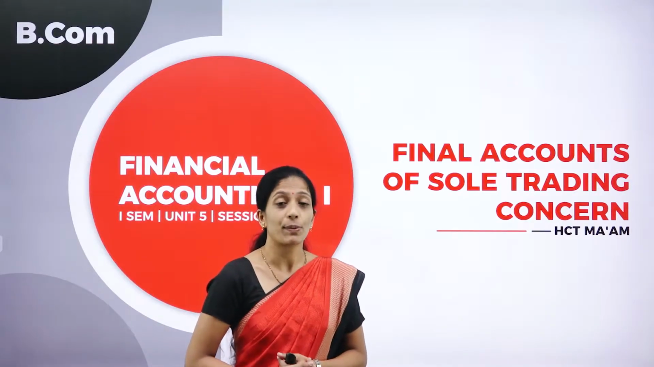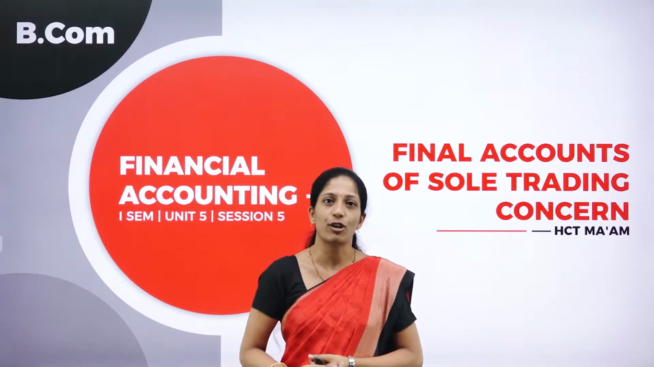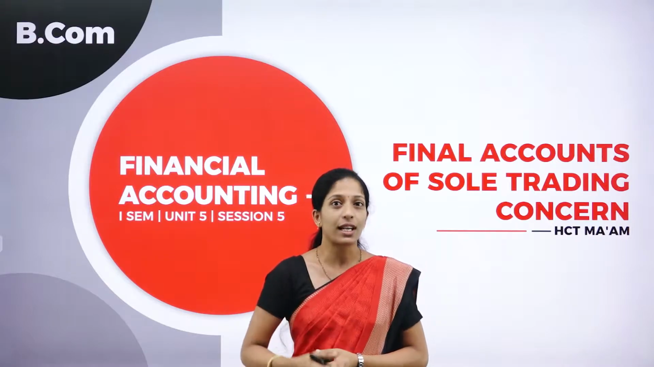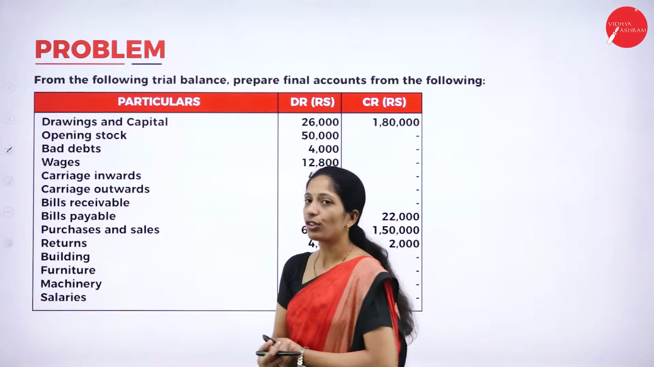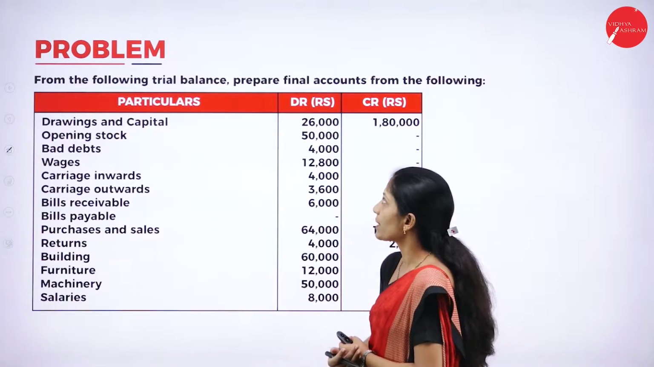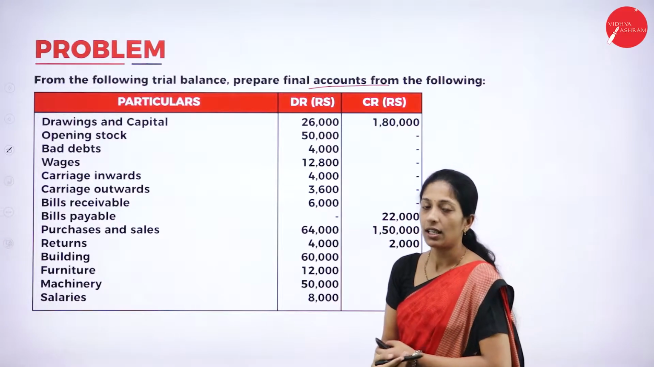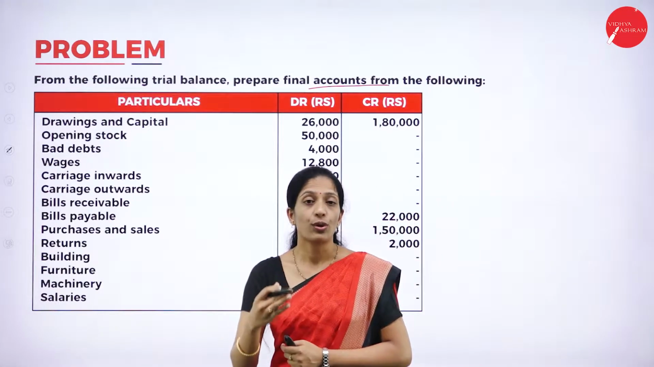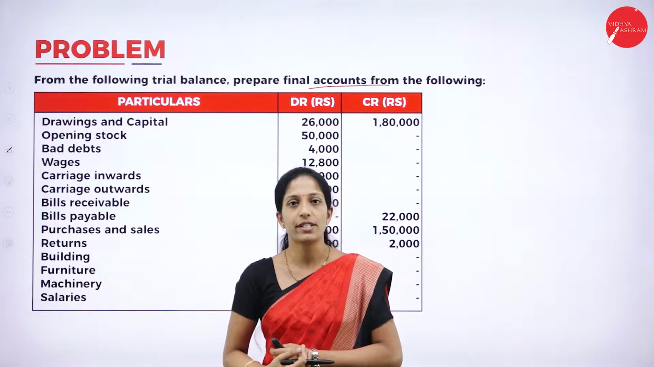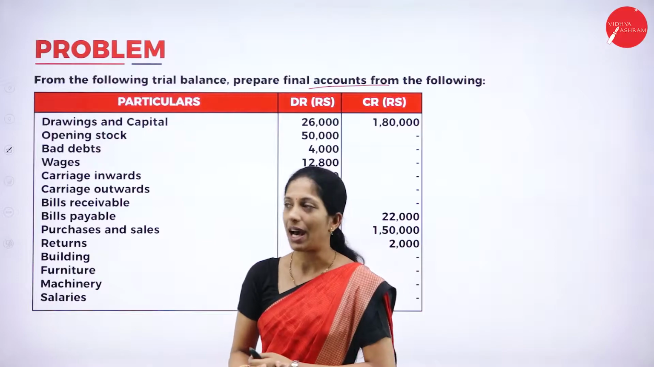So my dear students, we were discussing the 15 marks problem on financial statement of a sole trading concern. So let us quickly recall what we have discussed in the previous session. Now go through the problem here. From the following trial balance, prepare final accounts. So they have given the trial balance and a few adjustments. So we have to prepare the financial statements, that is trading, profit and loss account as well as balance sheet.